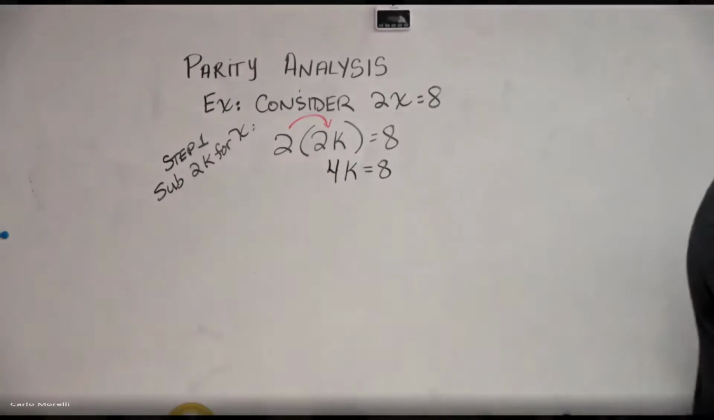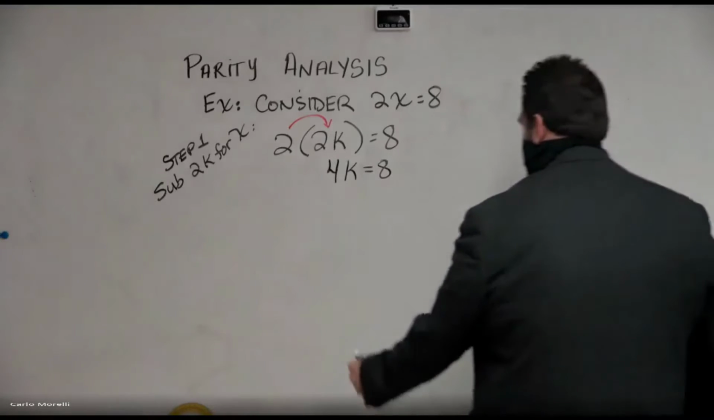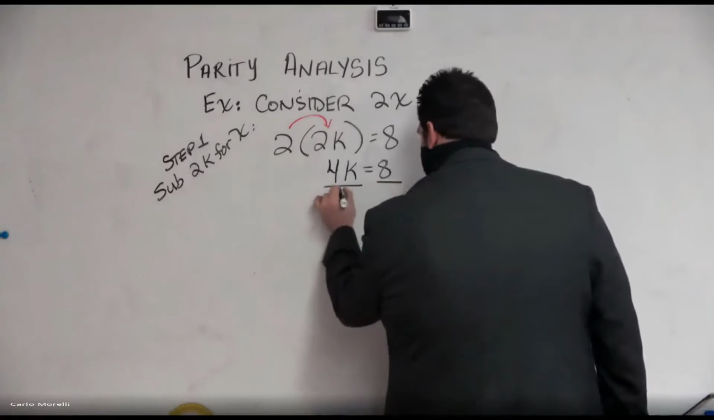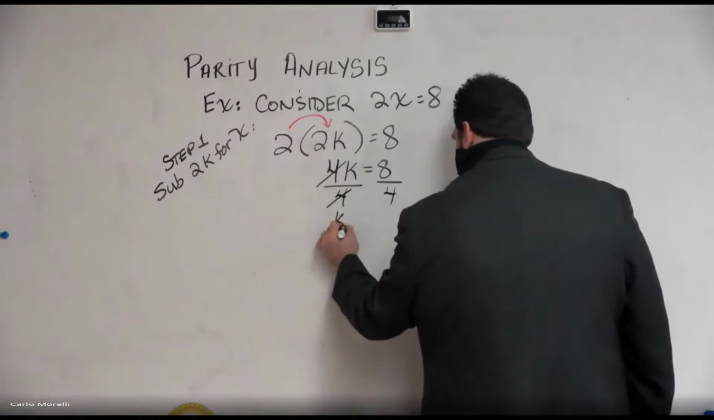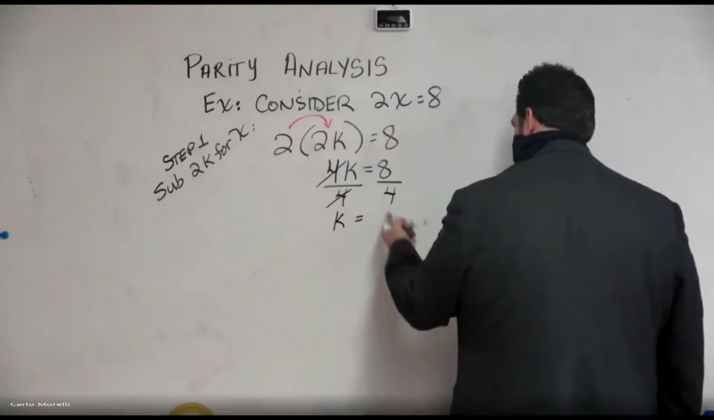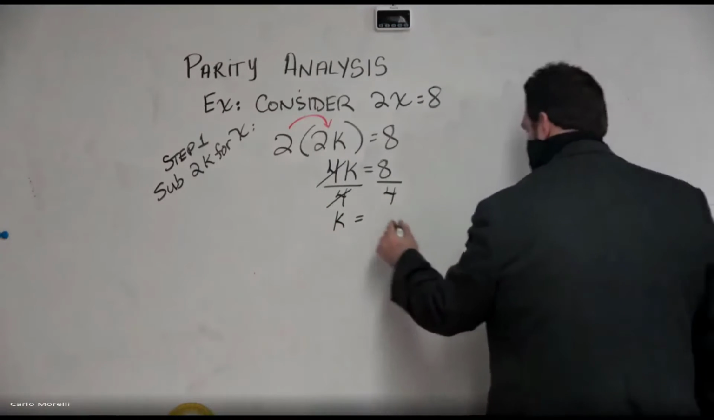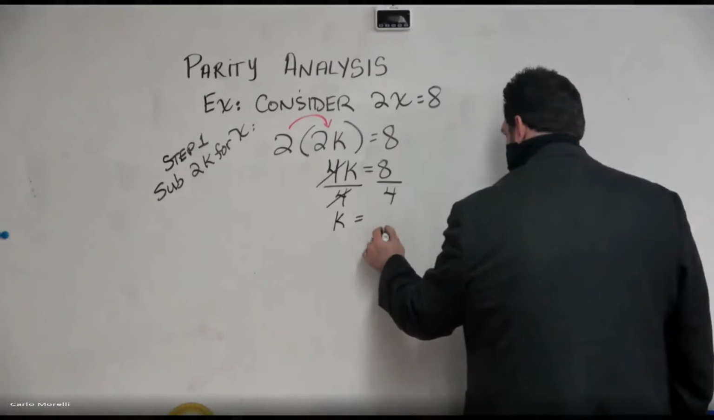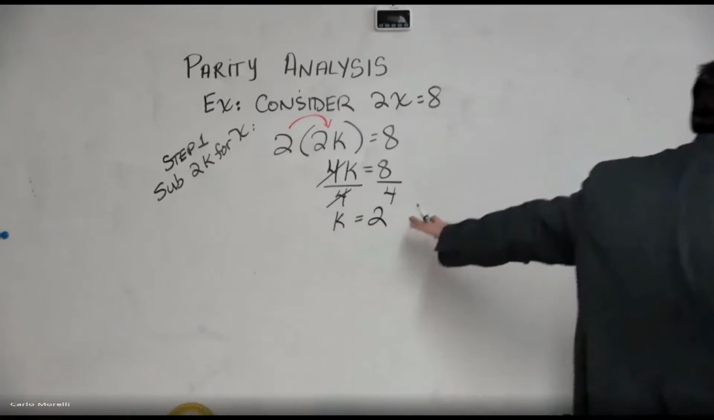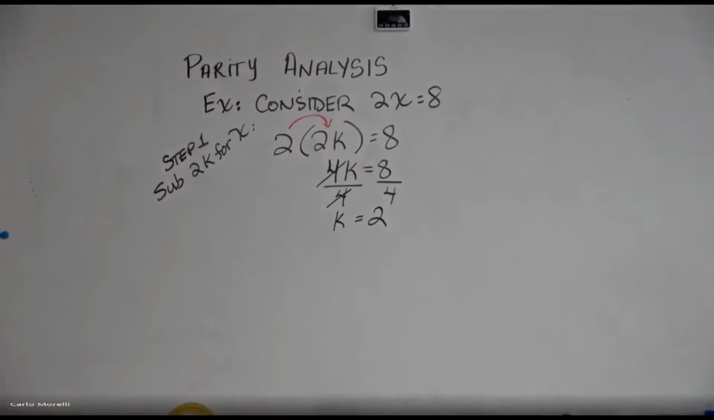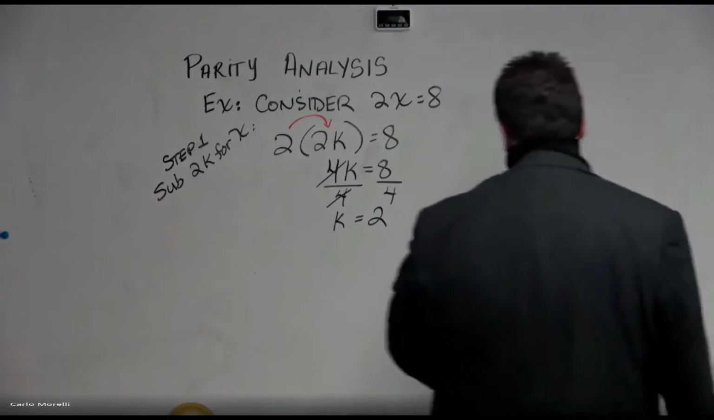4k equals 8. Now what do I do to get k by itself? Divide both sides by 4. These 4's cancel, and k equals 8 divided by 4. What's 8 divided by 4? 2. Is there any remainder? No. So is 2 an even number? Yes. Okay, so here's what we care about.